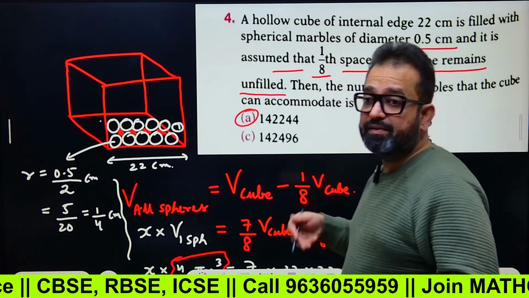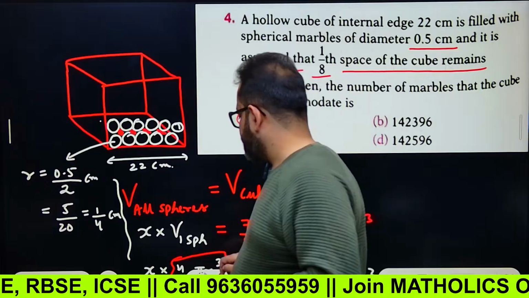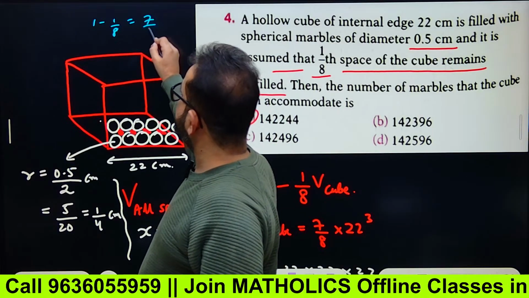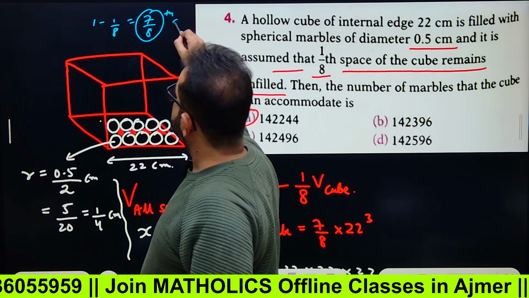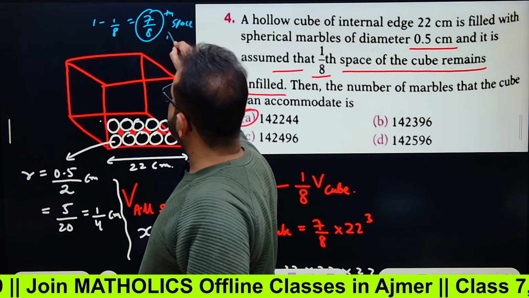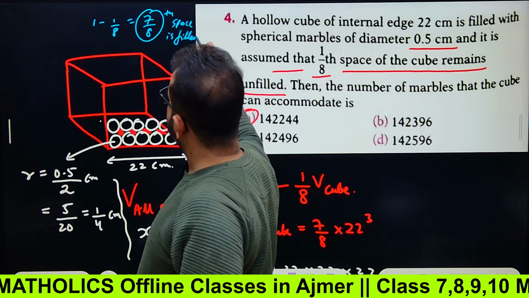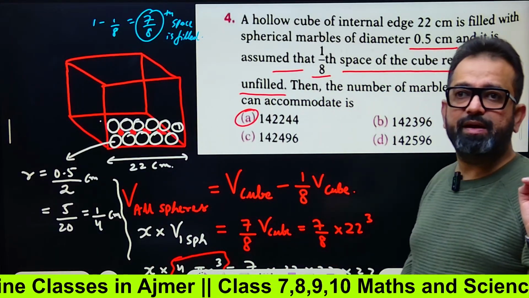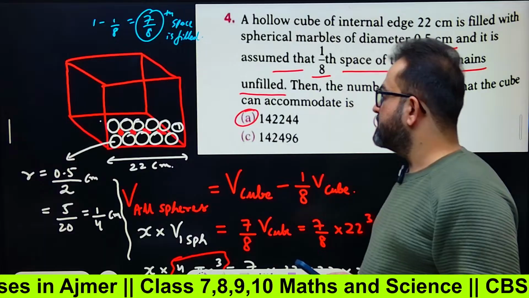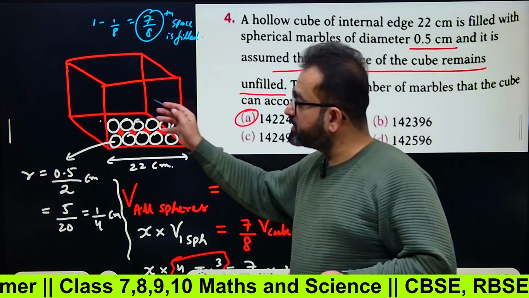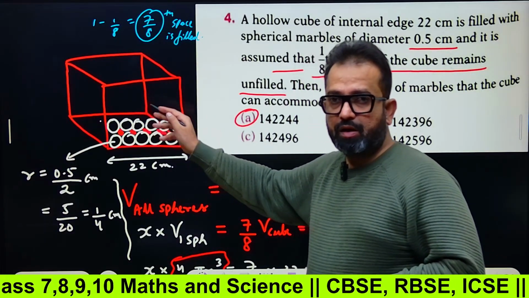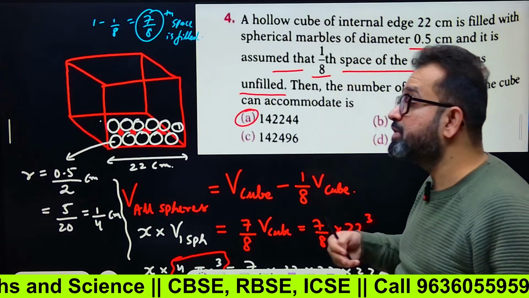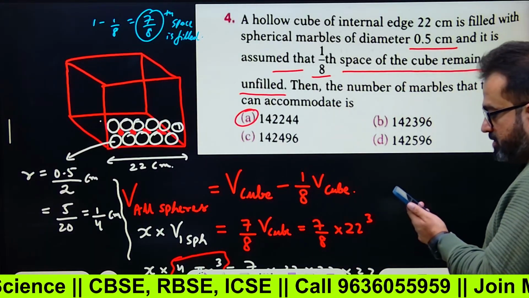That means the completely filled space is what? 1 minus 1 by 8. That means 7 by 8 of the space is filled. Yes or no? If 1/8 is empty, that means 1 minus 1 by 8, 7 by 8 is filled. So you have to just calculate 7/8 volume of the cube and divide it by the volume of one sphere. So you'll get the number of spheres. Okay. Sorted?